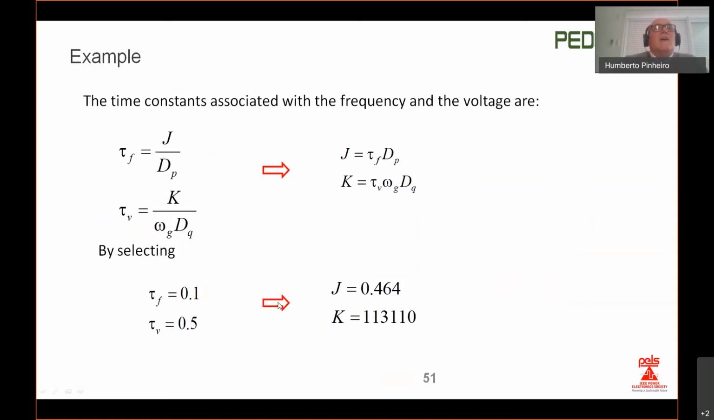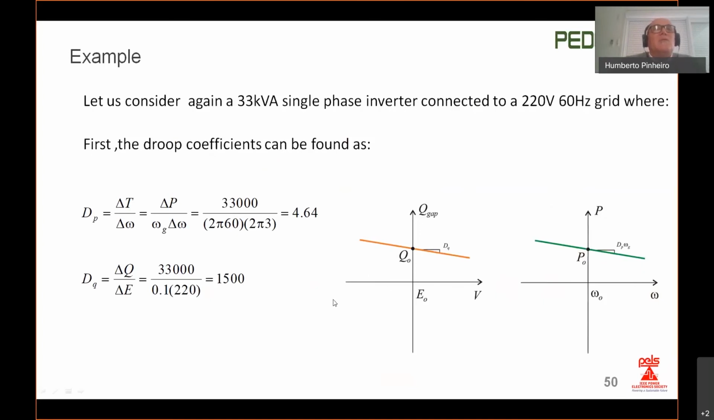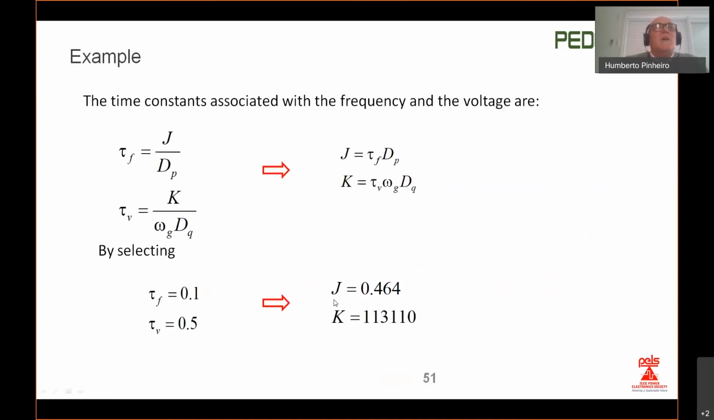So basically, this is somehow a little bit different from the conventional droop, since we have this degree of freedom to define the time constants associated with the voltage and the frequency loop. The first time constant is associated with the moment of inertia, and the second constant is associated with the constant k here. Once you define this time constant associated with the frequency and the voltage, you can get this coefficient now, and then proceed with the analysis.